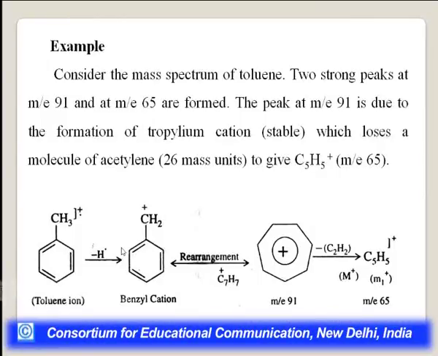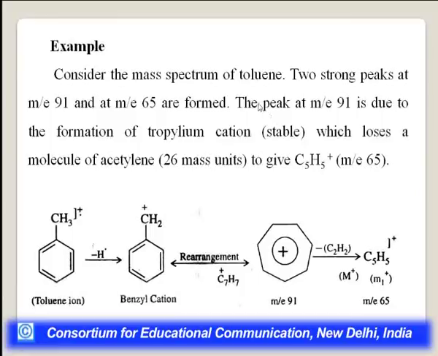Another example is here. Consider the mass spectrum of toluene. What is toluene? It is nothing but C6H5CH3. This is the molecular ion of toluene. Two strong peaks at about 91 and 65 are observed. Now we have to see why they are observed, I mean to say, by which fragment structures these are observed.